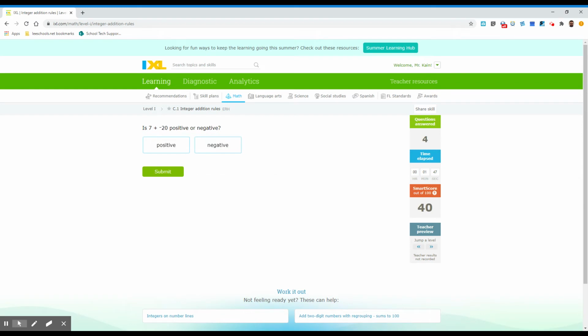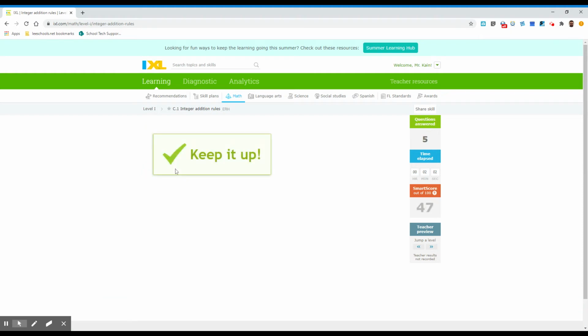Positive, negative. Since they're different, let's do the trick. Let's forget the signs for a second. We have a positive 7, and we have 20. 20 is bigger than 7. Since the 20 has a negative, it's going to be negative. Okay?